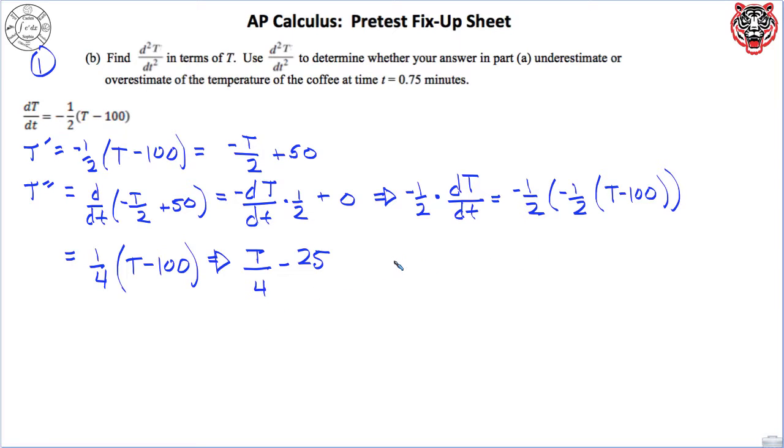So I can do that right here. If I say t over 4 minus 25 set equal to 0, add 25 to both sides, multiply by 4, and t is equal to 100. And now I can make my number line 100.